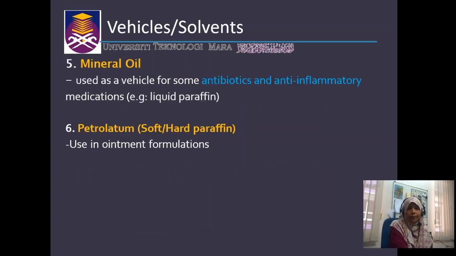Number 5, mineral oil is used as a vehicle for some antibiotics and anti-inflammatory medication, for example, liquid paraffin. And the last one is petrolatum, soft or hard paraffin. This is used in ointment formulation. Not usually used, but you can make your otic preparation into an ointment formulation.